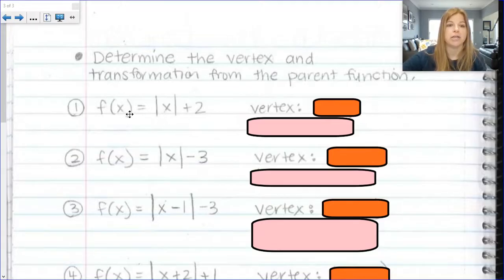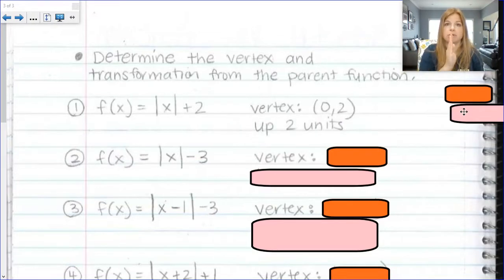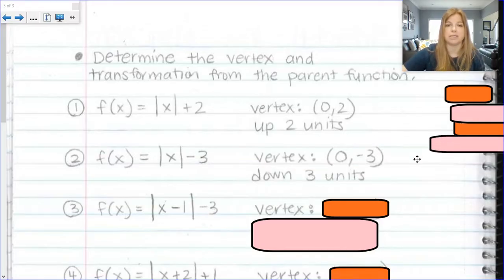So my first function here, f of x equals the absolute value of x plus 2. My vertex, my h is 0, my k is 2. This would tell me to just go 2 units up. 0 is my horizontal transformation. If I have a 2 for my k, it means the whole graph gets shifted up 2 units. F of x equals absolute value of x minus 3. H is 0, k is negative 3. That would tell me that my whole graph is going to go down 3 units.